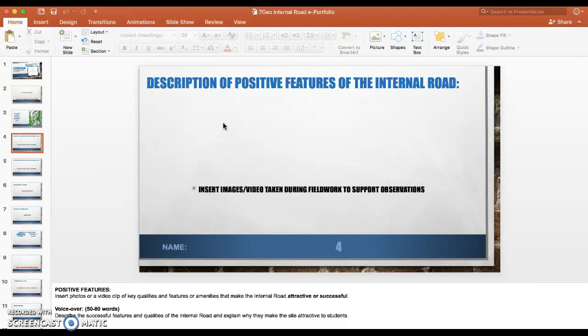So what are some really good things that are happening on the internal road right now? Obviously, there's a lot of improvements that need to be made, but what are some good things related to those 4 key qualities on the internal road? So I said the Anzac Memorial. So that is a use or activity for that. It also has some seating, so it's good for sociability.